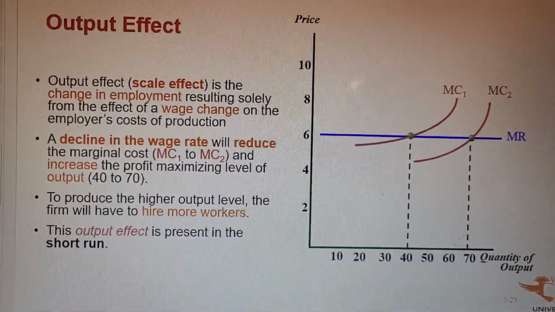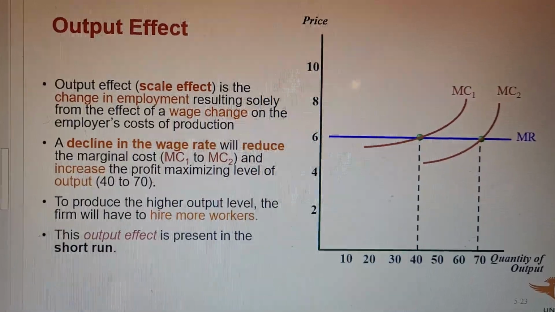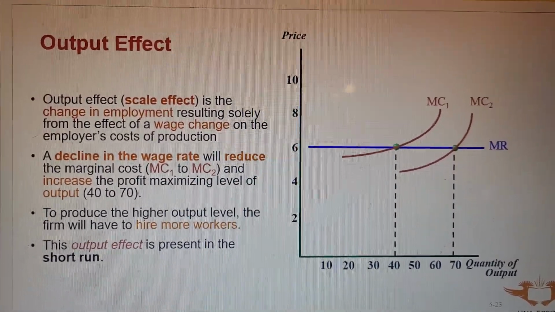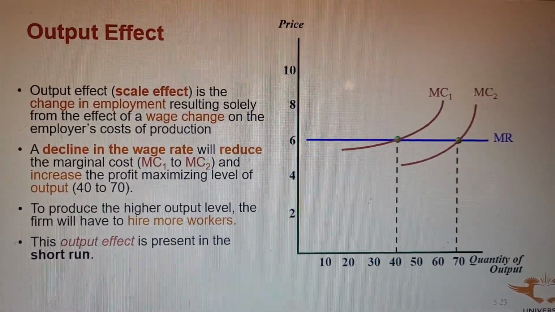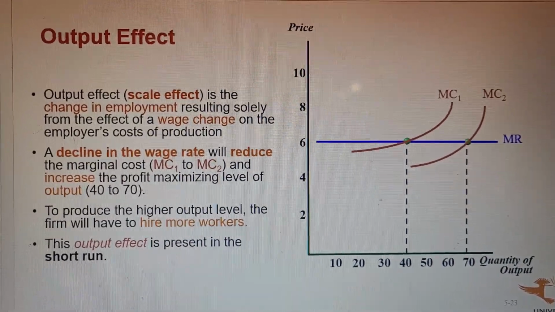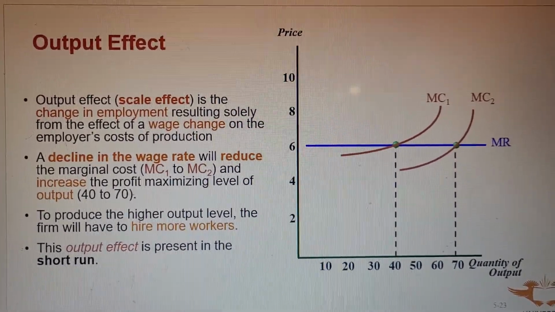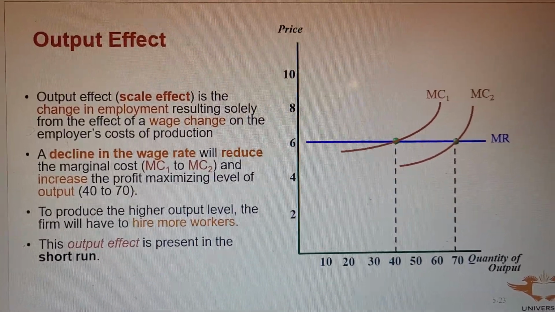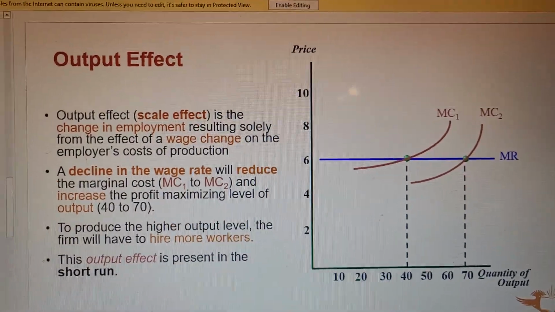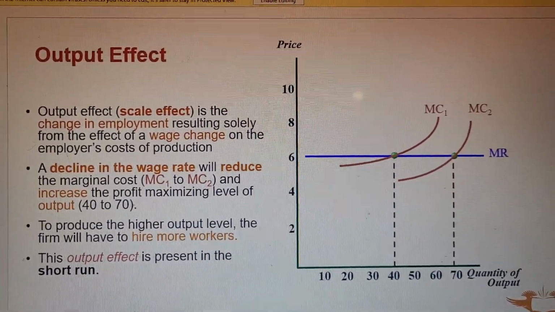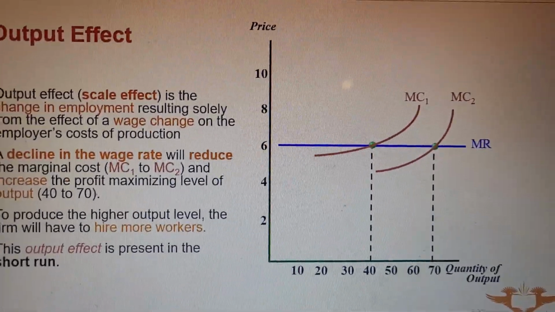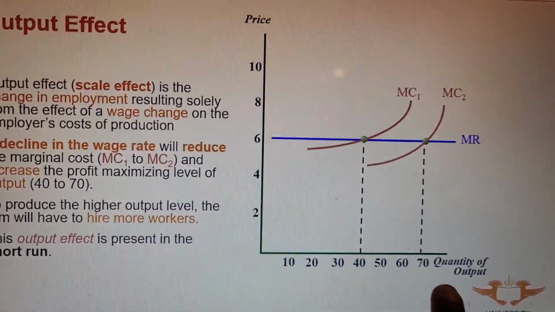Output effect is the change in employment resulting solely from the effect of a wage change on the employer's cost of production. And so the example that's given here is a decline in wage rates, which basically means we pay our workers less, right? And if we pay our workers less, that is going to decrease our cost of production. And if it's cheaper to produce a good, what's going to happen? Well, we're going to want to produce more of that good, hence the increase from 40 to 70.